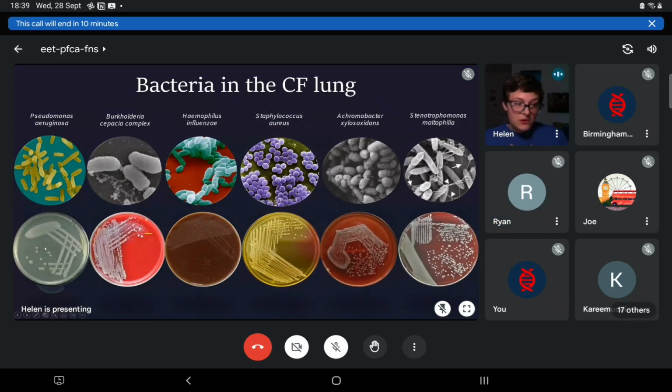Now, as you can see, when you look at all the agar plates, they all look kind of the same. It's just a sort of white smear on some agar. And also these electron microscope images at the top, again, they all kind of look the same, with the exception of Staphylococcus aureus. They're all these kind of rod-shaped little beans. So how do we figure out which one is which?